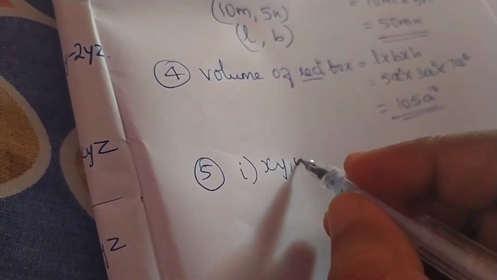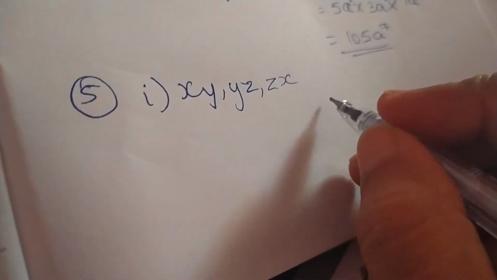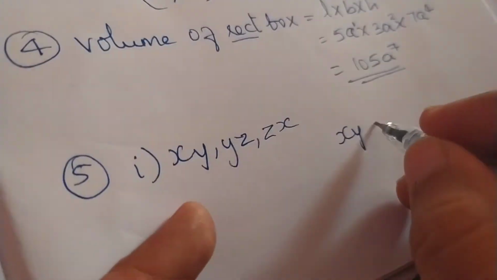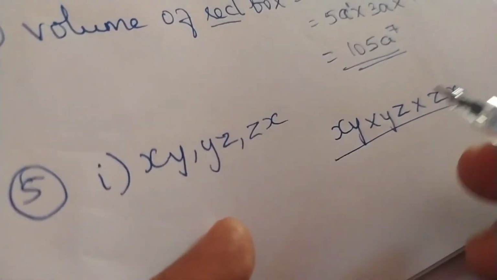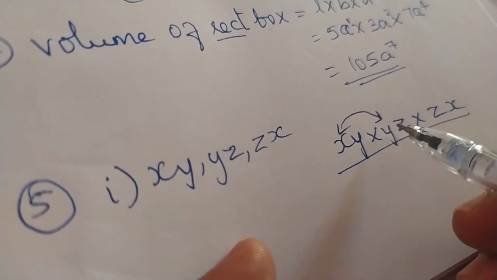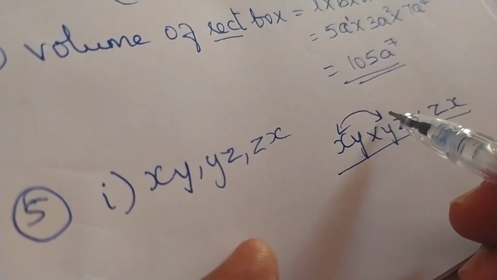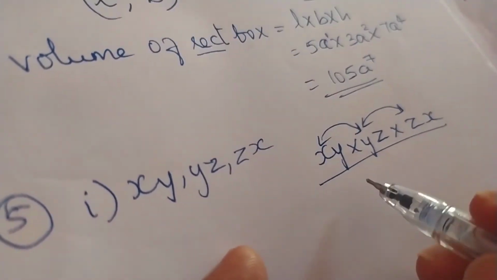Fifth one, I'll show you once. They have asked to find the product. So I'm going to take one example: xy, yz and zx. So xy into yz into zx.